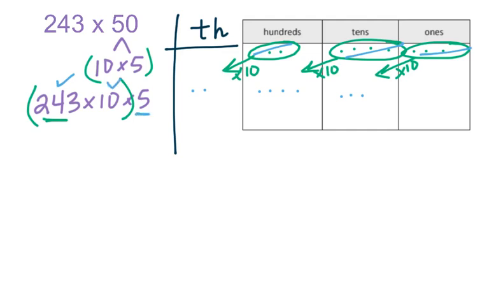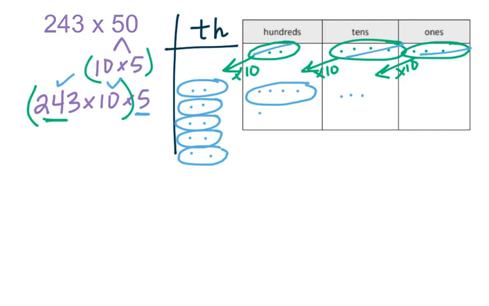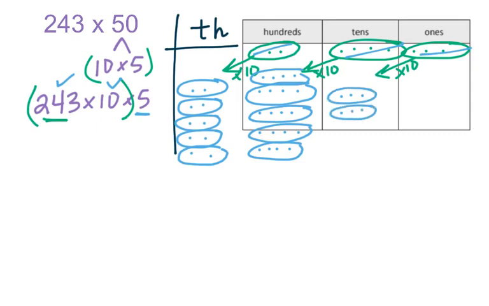And my last step is that I need to multiply by 5. So I need 5 groups of each of these. I've got 1, 2, 3, 4, 5. So I'm taking each of those groups and multiplying by 5. 2, 3, 4, 5, and finally 1, 2, 3, 4, and 5.